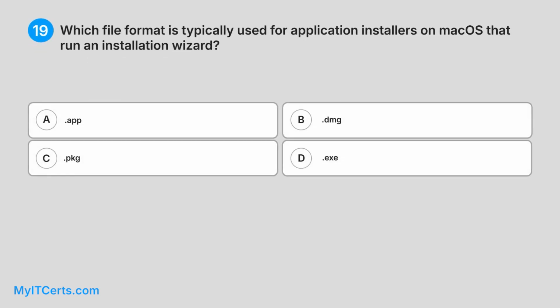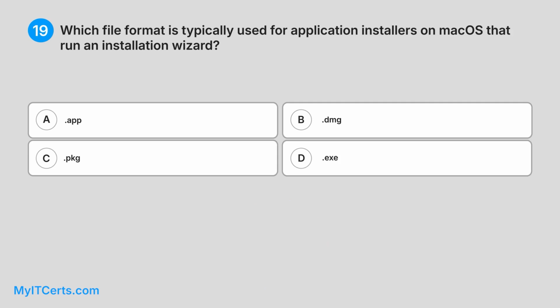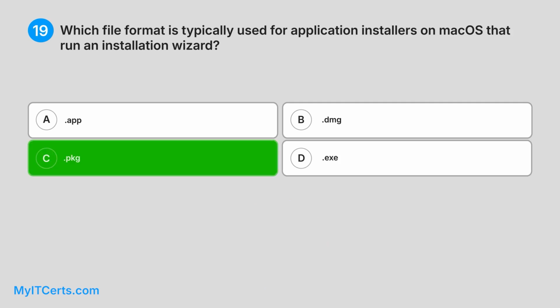19. Which file format is typically used for application installers on macOS that run an installation wizard? A. .app, B. .dmg, C. .pkg, D. .exe. What do you think is the answer? Correct answer: C. .pkg.